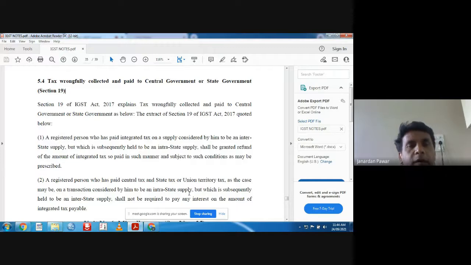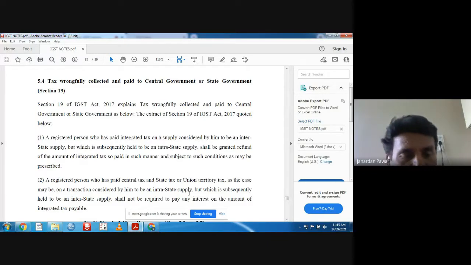See, the government or authority is not going to collect the tax directly. The dealer has to collect the tax from the customers, and he has to pay that tax on behalf of the customers to the government or the GST authority. So there is no direct role of government in collecting the tax. The registered person collects the tax and pays it on behalf of the customer to the government.